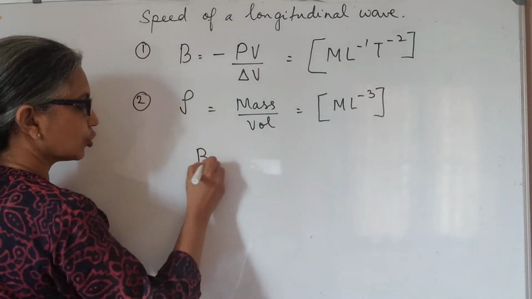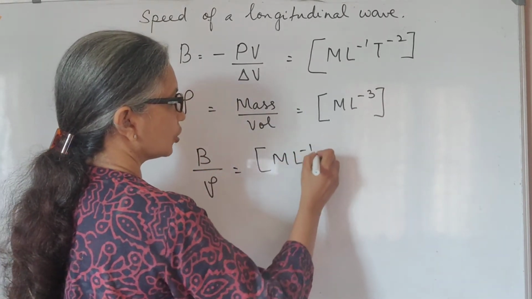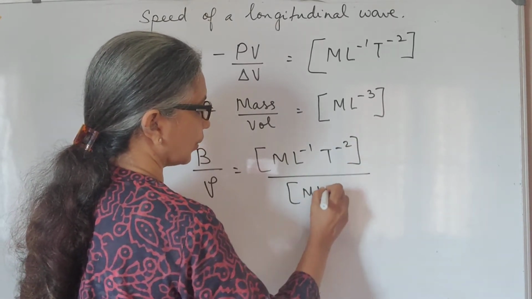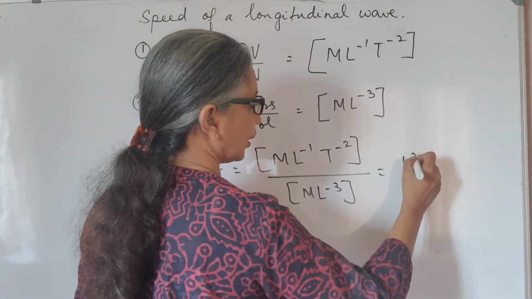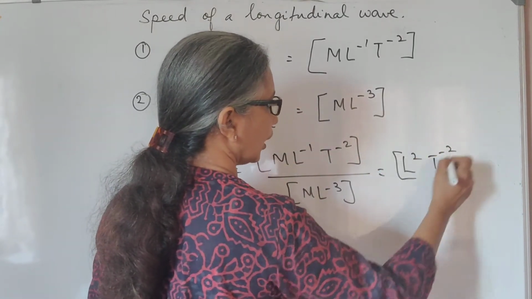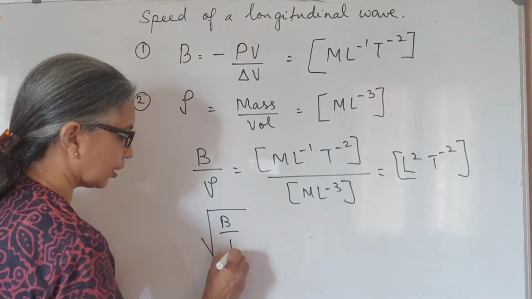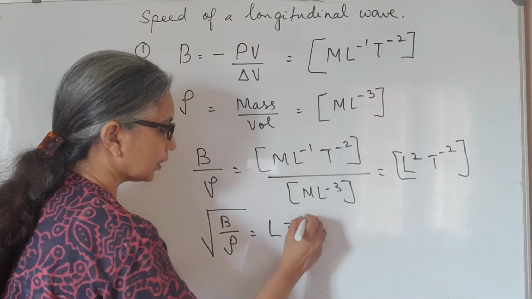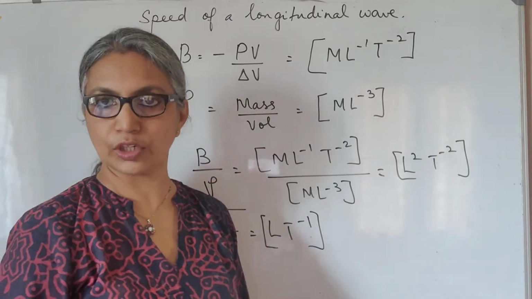It is found that the ratio B by rho, which is ML^-1 T^-2 by ML^-3, will give you L^2 T^-2, and therefore we know that if you take the square root of B by rho, the square root of this will give you LT^-1, which is again the dimensional formula for velocity.